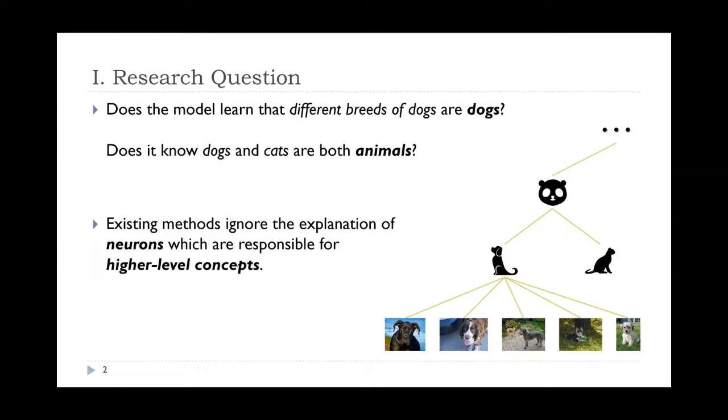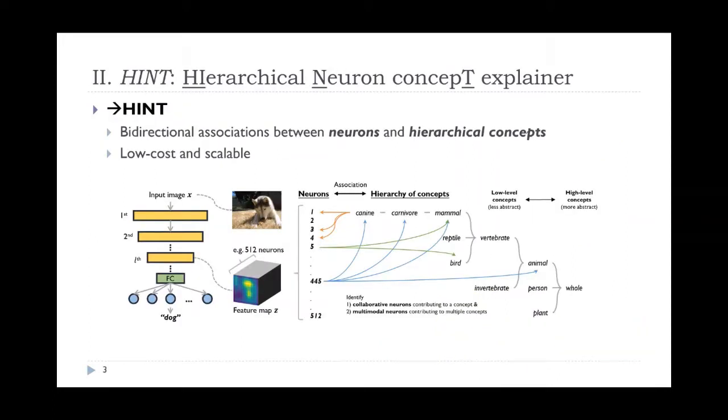However, existing methods ignore the inherent connections of different concepts, and thus lose a chance to explain neurons which are responsible for higher-level concepts. Therefore, we propose Hint to study whether and how the implicit hierarchical relationships of concepts are embedded into neurons and hidden layers. As shown in the slide, given a CNN or hidden layer, Hint builds bidirectional associations between neurons and hierarchical concepts in a low-cost and scalable manner.